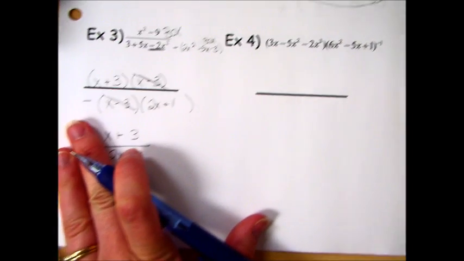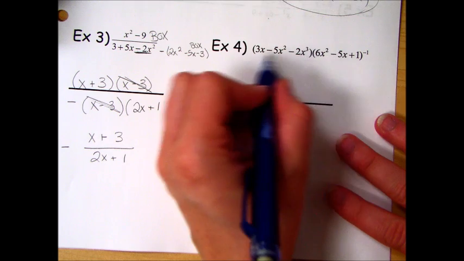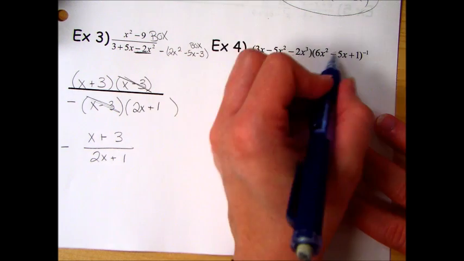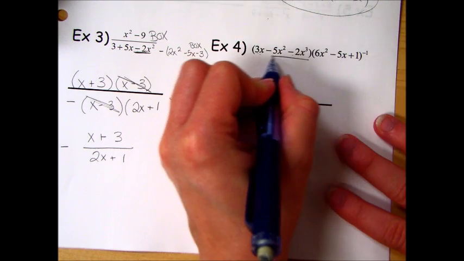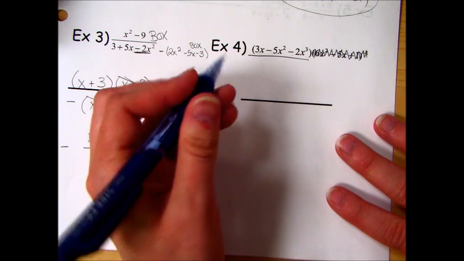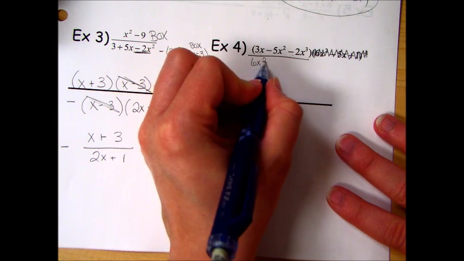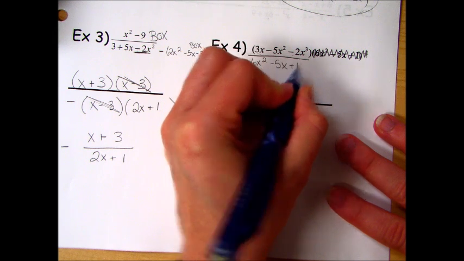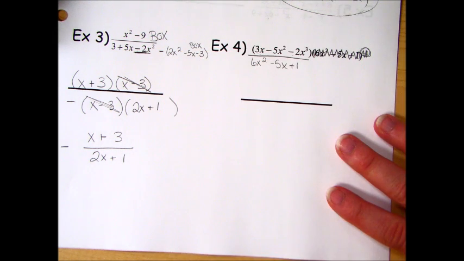Number 4. I know that up here, let's see, this is supposed to be on the bottom. That's the first thing I think we need to notice. So that belongs on the bottom. So that was 6x squared minus 5x plus 1. And the reason it belonged on the bottom is because it had an exponent of negative 1.